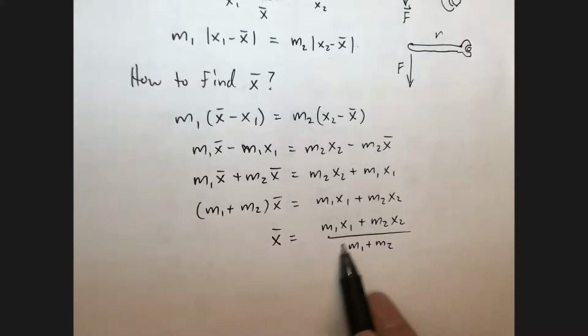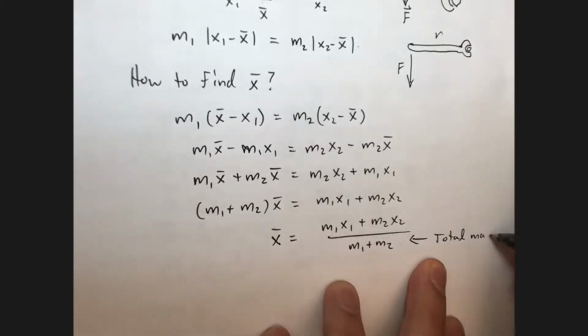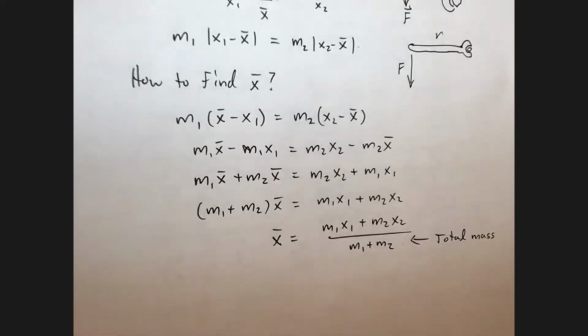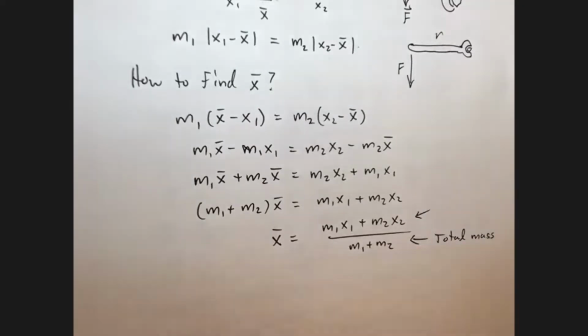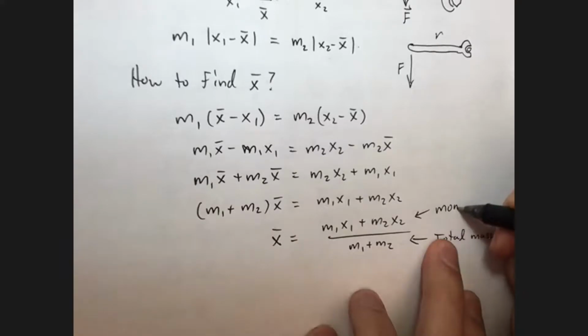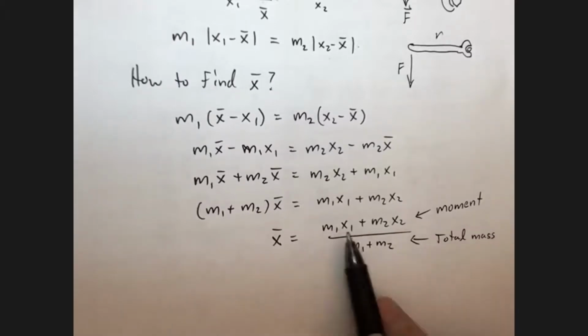In the bottom, we have the sum of the masses. That's the total mass, and that's in the denominator. In the numerator, we have what they call the moment. That's the word they use for this. I'm not sure why that's the term they use, but that's the term they use, moment. And you get that by multiplying each mass times, well, just the position, whatever coordinate it has.